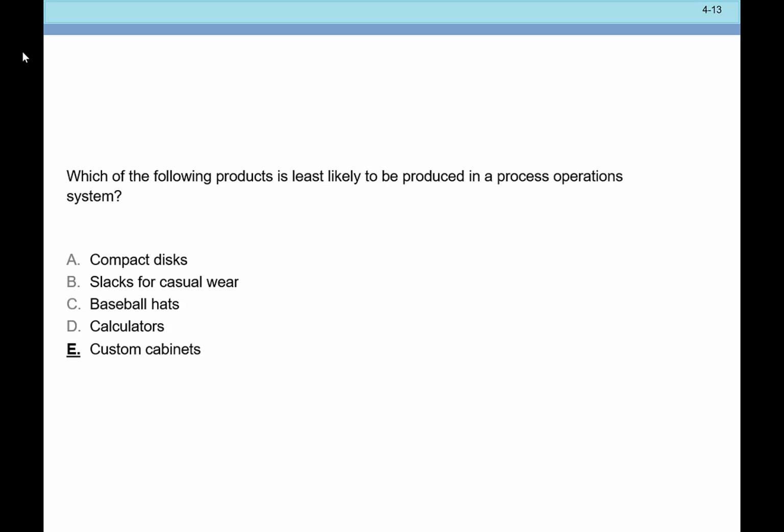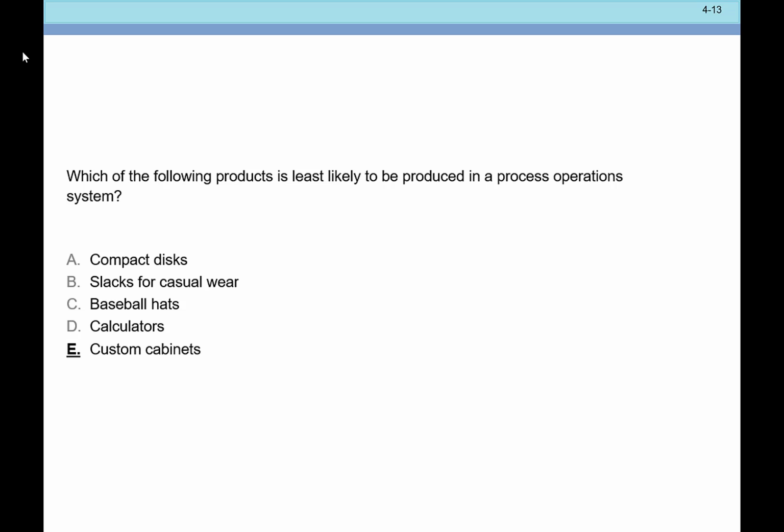Okay, so what happens? We have compact discs. They're pretty much homogeneous. Slacks. They're pretty much homogeneous, right? Baseball hats. If you compare a Giants hat to an A's hat, other than the color, they're pretty much the same thing, right? Calculators, you say, well, wait a minute, what about a scientific calculator versus one that is not scientific? Well, that's going to be a different batch. But all calculators of that type are exactly the same, right?